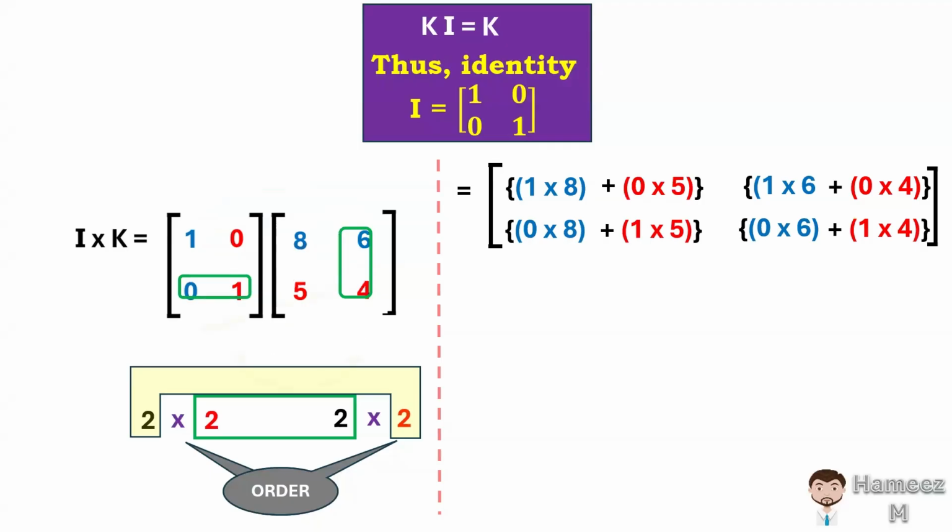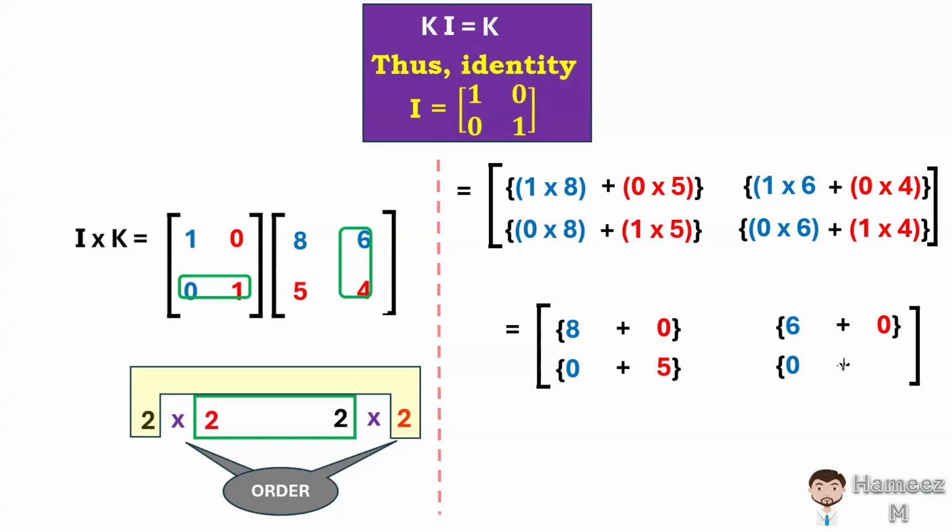And now we can just solve here. 1 times 8 is 8, 0 times 5 is 0, and then we have on the next item, 1 times 6 is 6, and 0 times 4, that's 0. And we have 0 times 8 is 0, 1 times 5 is 5. Using nice simple numbers for you to get a grasp of what's happening. 0 times 6 is 0, and 1 times 4 is 4.